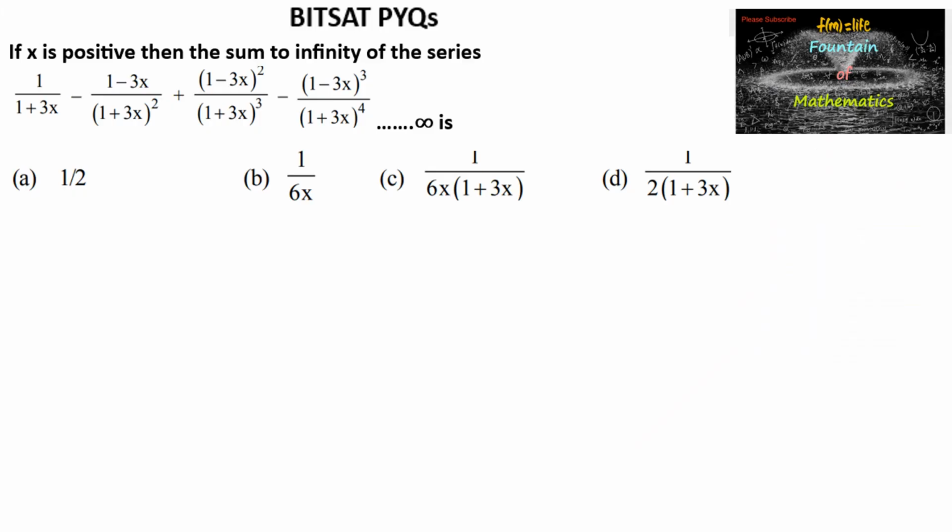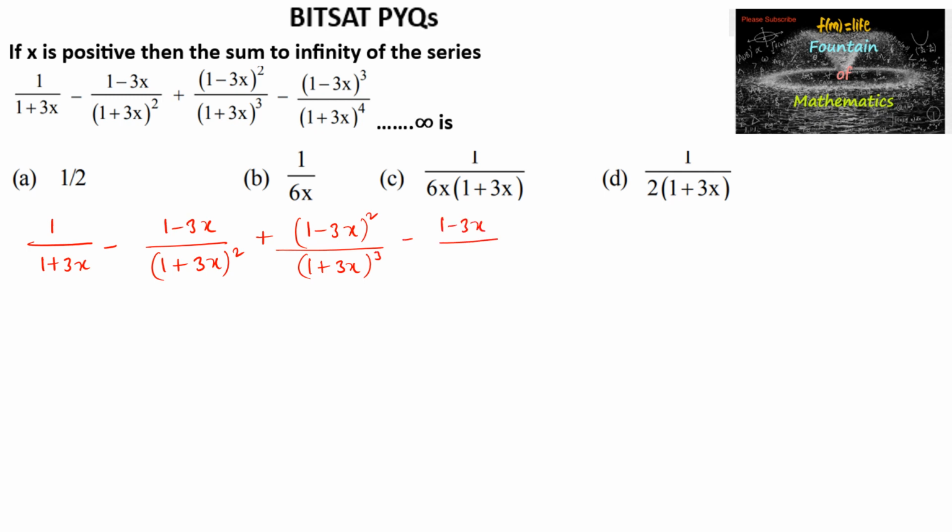Given x is positive, we need to find the sum to infinity of the series 1 upon 1 plus 3x, minus (1 minus 3x) upon (1 plus 3x) whole square, and again plus (1 minus 3x) whole square upon (1 plus 3x) whole power 3, minus (1 minus 3x) whole power 3 upon (1 plus 3x) whole power 4, and so on up to infinity.